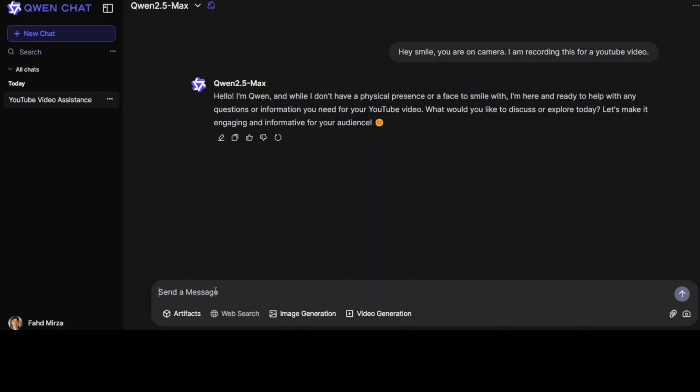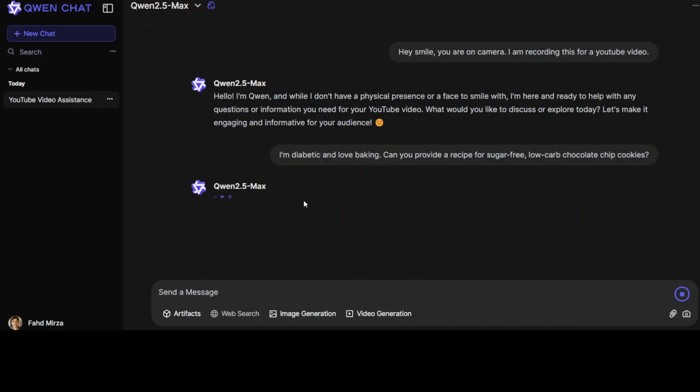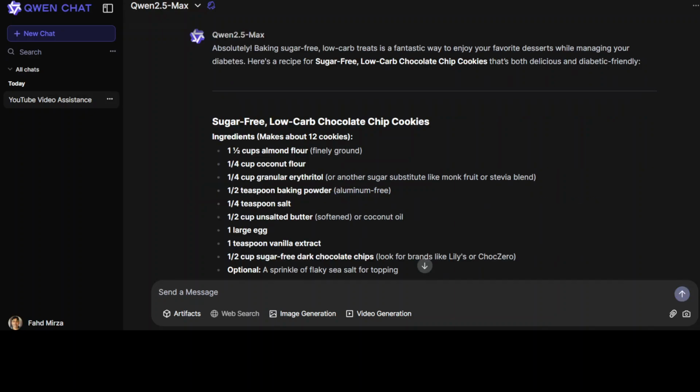Okay, next up, I'm asking it, I am diabetic and love baking. Can you provide a recipe for sugar-free, low-carb chocolate chip cookies? Should be fun. Now, if you go through the response, not only are we testing if the model was able to understand our question and give us the response back, we are also looking at how it has composed the language and how proficient it is in order to answer us back in a proper language.